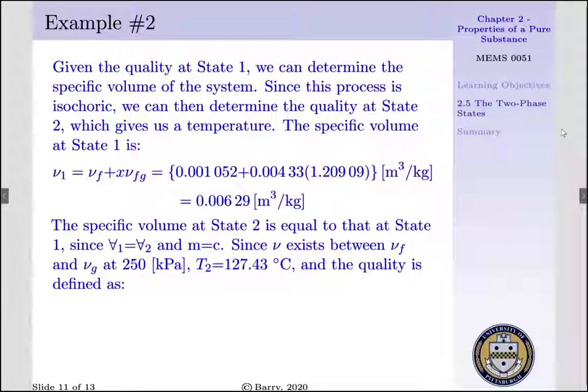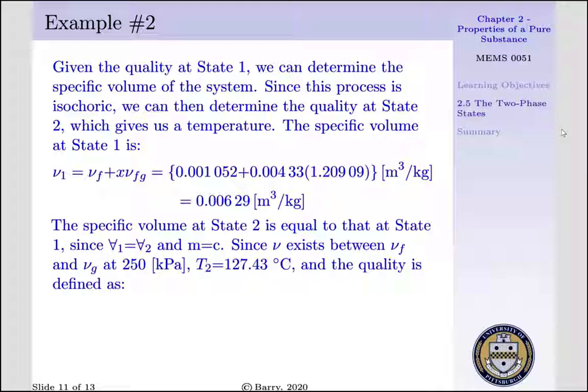Now, our specific volume at state 2 is equal to that at state 1. As we noted before, this is an isochoric system. Our volume at state 1 is equal to volume at state 2, and we have a constant mass system. Therefore, nu 1 would be equal to nu 2. Since our specific volume exists between our saturated liquid and our saturated vapor specific volumes taken at 250 kPa, T2 is equal to our saturation temperature corresponding to a pressure of 250 kPa. And our temperature at state 2 is 127.43 degrees centigrade.